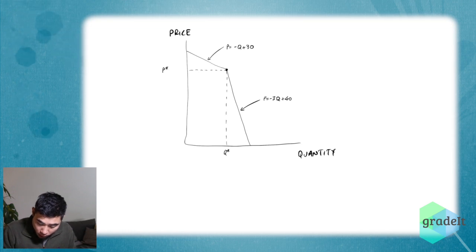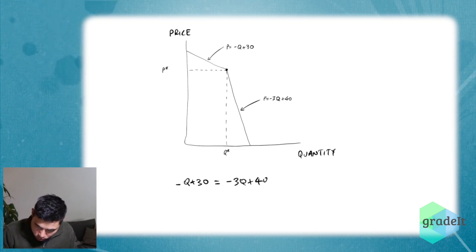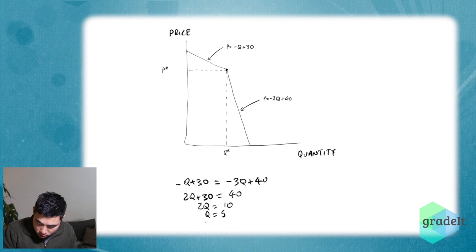Below Q star we have minus Q plus 30, which is equal to price, and then above Q star our price is equal to minus 3Q plus 40. Just solving those two equations simultaneously, which gives us 2Q plus 30 equal to 40, 2Q equal to 10, so Q equals 5. So that's our Q star there.